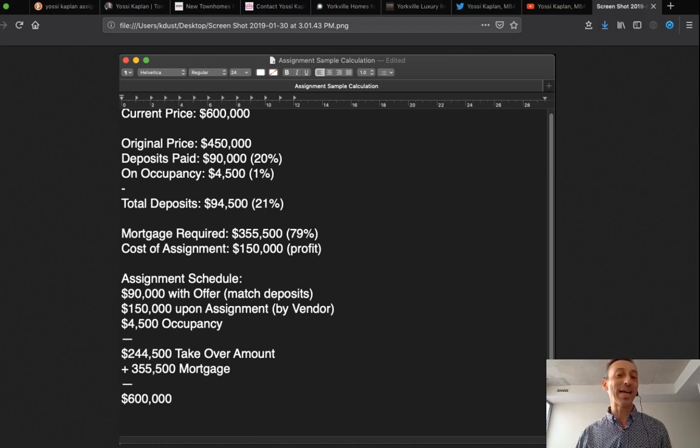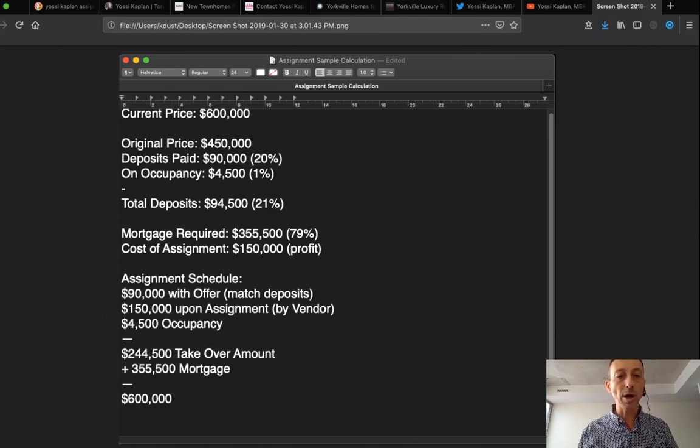They pay 20%, and then the developer said, I want 1% more in occupancy. So 21%. The developer goes, okay, you know, it's a lot easier to qualify for a 79, 80% mortgage than less. Plus, the developer sees that you put 20% down, and goes, that's pretty good. It'll be easy for you to get the mortgage later. Okay?